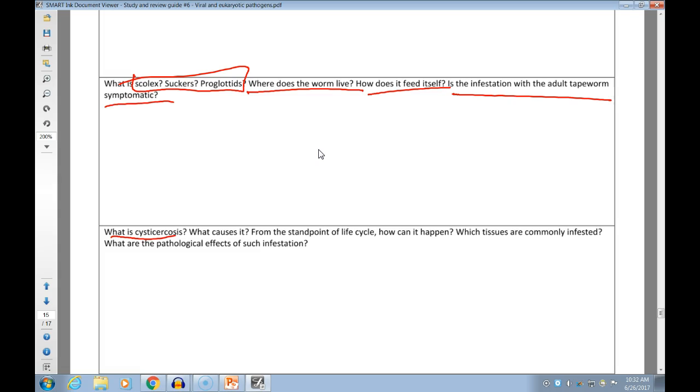Usually asymptomatic. Cysticercosis. Cysticercosis is the migration of larvae from the human gut into the surrounding tissues. If it goes into the muscle, it's myocysticercosis. If it goes into the brain, it's neurocysticercosis. How can it happen? When people consume eggs, eggs develop into larvae in the human intestine instead of, say, pork intestine. Pathological effects, know about neurocysticercosis. Things like epilepsy, seizures.